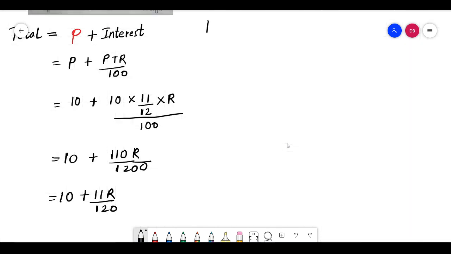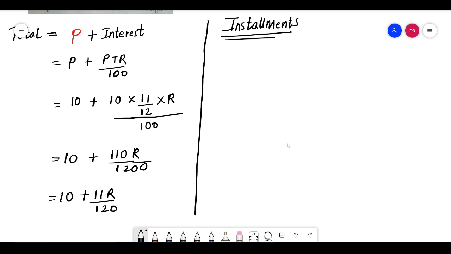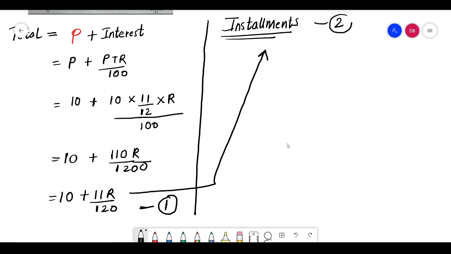Now, as this question is involving the concept of installments, we also need to find out the effective amount that you would be paying using the installment concept. So, whatever answer you calculated from this particular formula should always be equal to the value that you're going to calculate through the installment concept. That means if this answer is 1 and this answer is 2, the final equation is nothing but 1 equals 2. And from this equation, you'll find out the effective simple interest rate. Is that clear? Let's solve it.